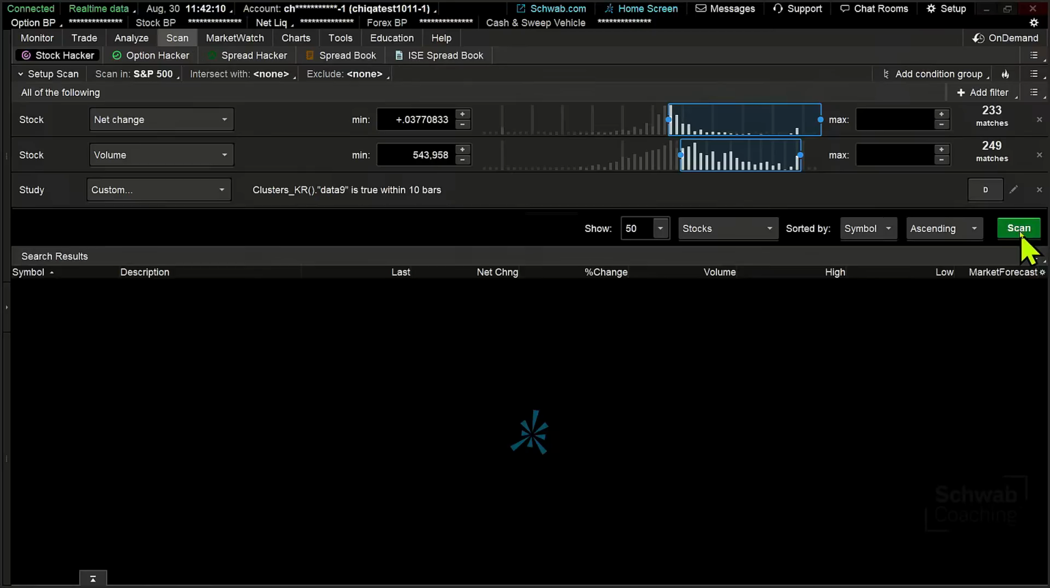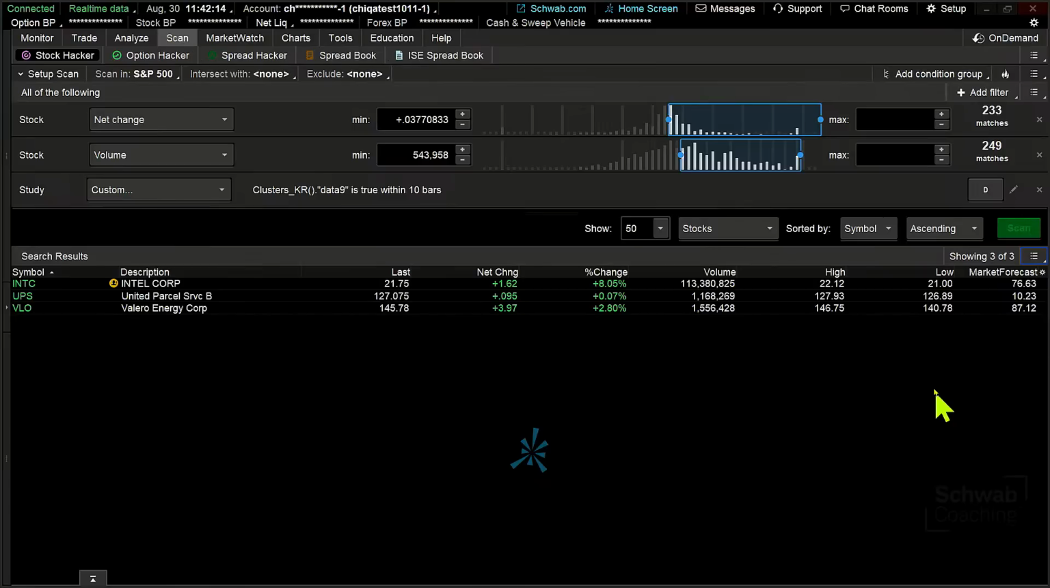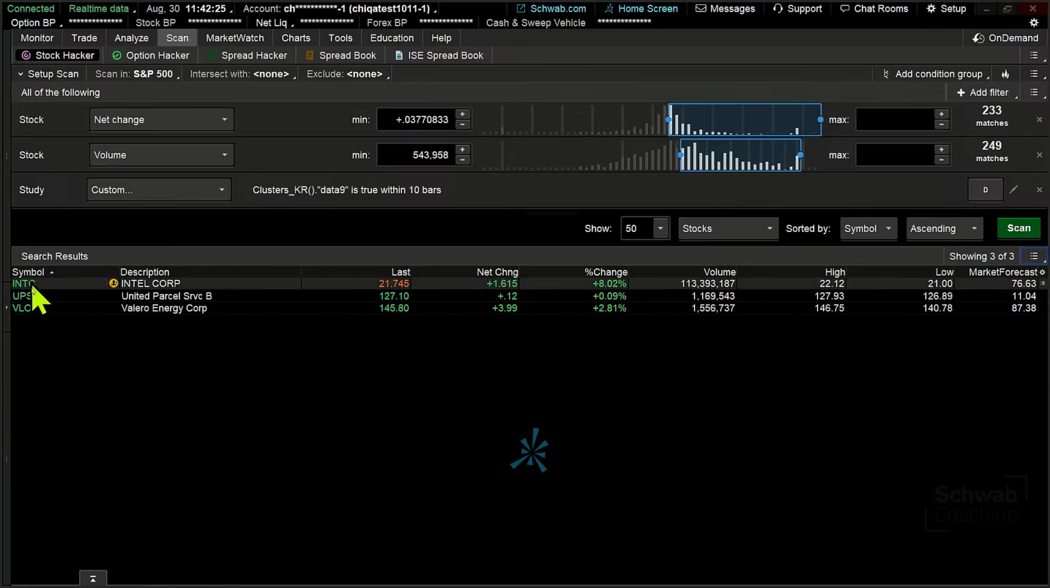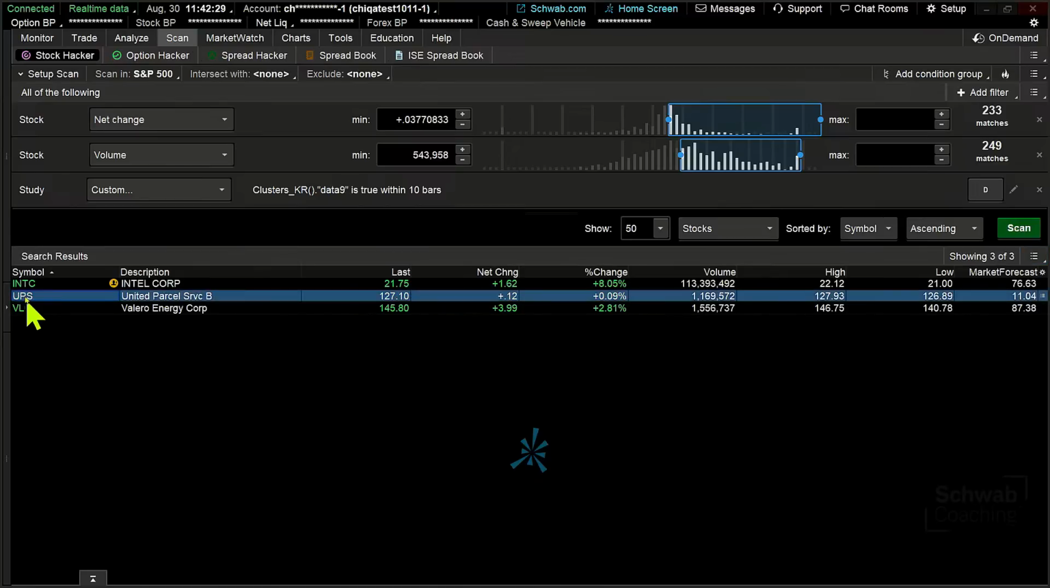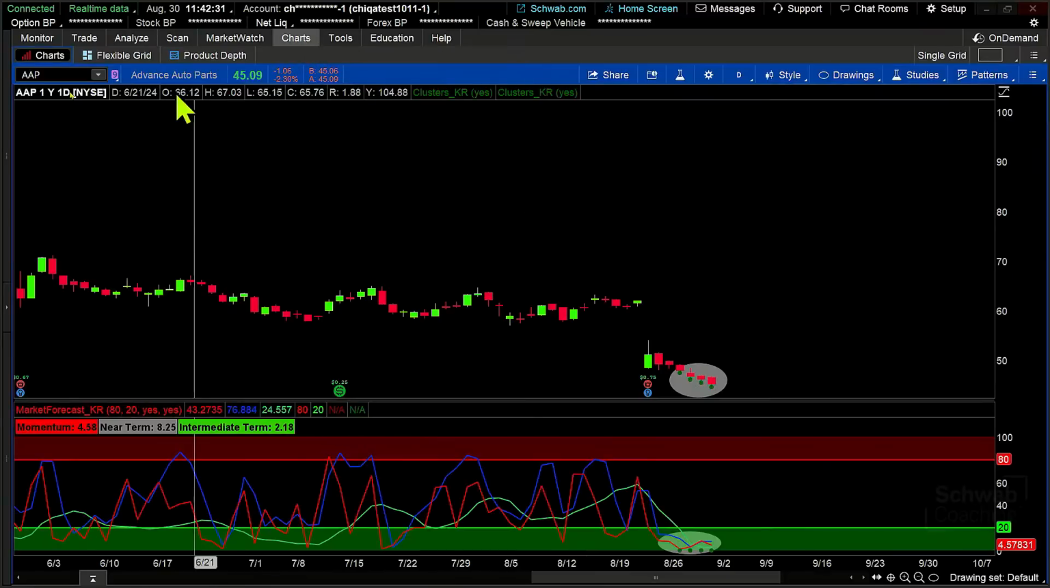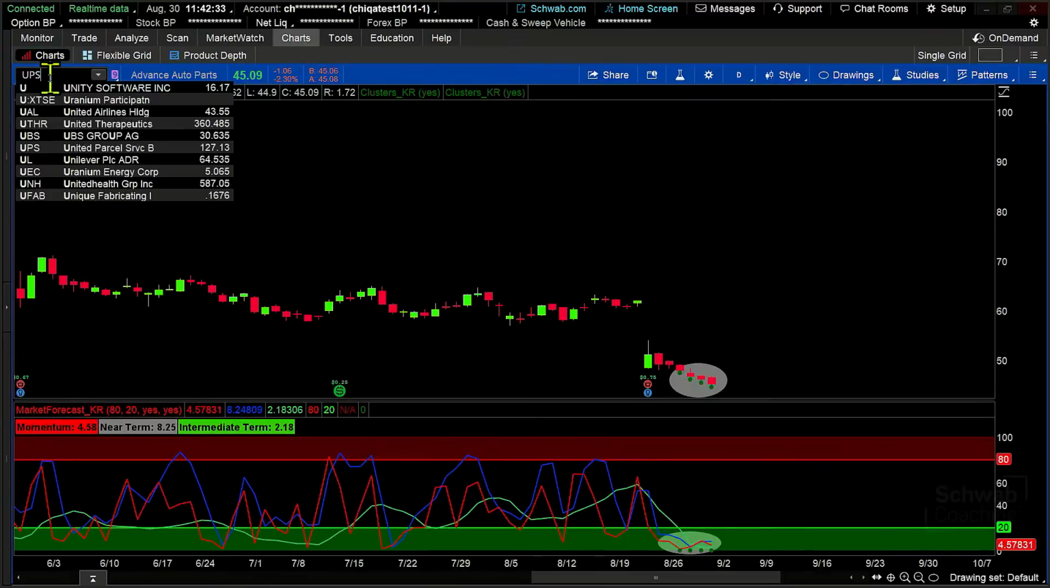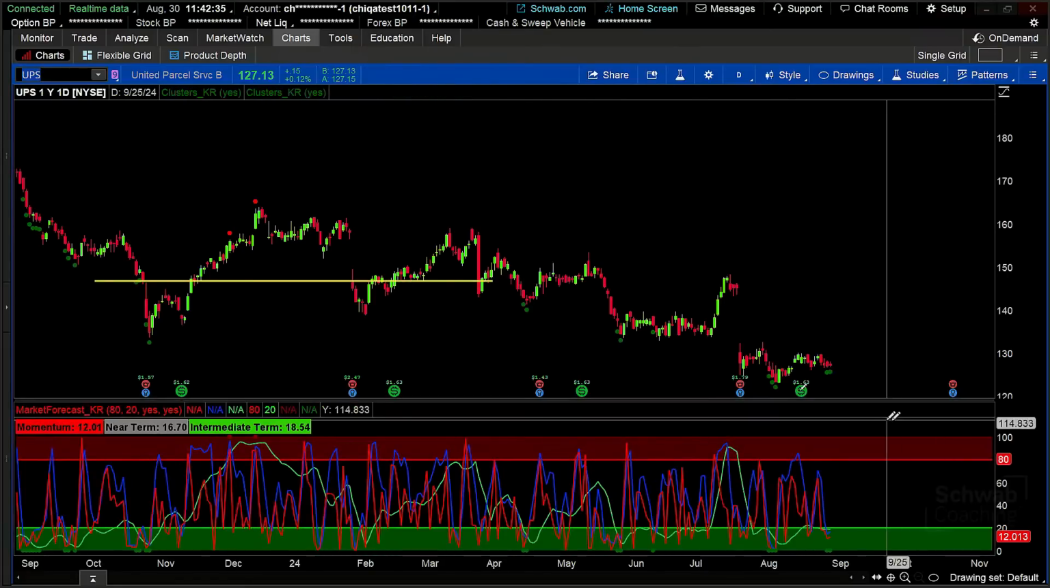And we're going to run this scan and see what we get. And I have 3 stocks that are giving me that bullish cluster and meet my volume and positive net change characteristics. So let's take a look at one of them. Let's take, in this particular case, UPS. Okay, so I'm going to go back to my chart. I'm going to go to UPS, and here's UPS.